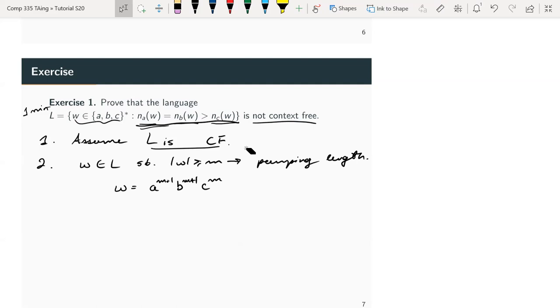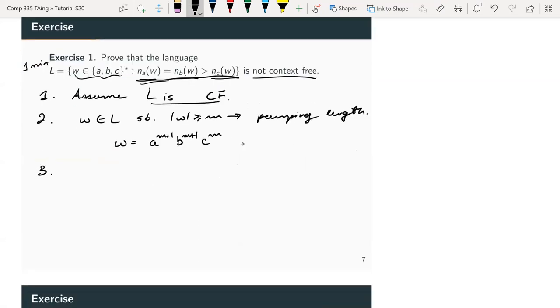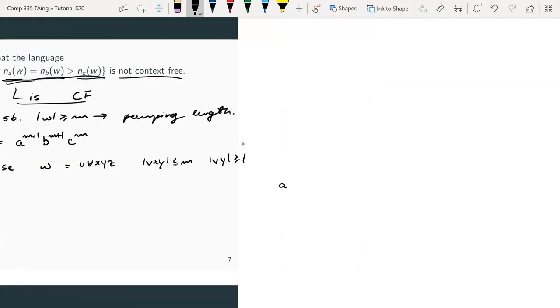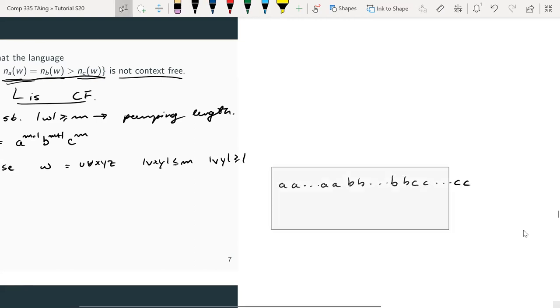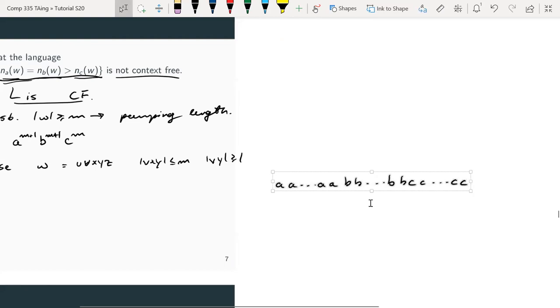So now that you've picked W, what you need to do for step three is decompose W into five components, U, V, X, Y, Z, where you know that VXY is at most M, and VY is at least one. Okay, so I'm just going to write what the string W looks like, because I'm going to use this a lot. So that's my string W.